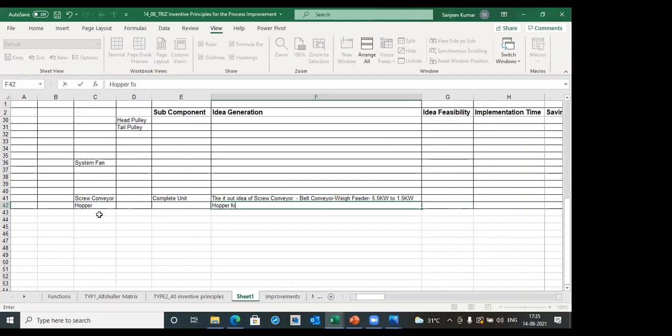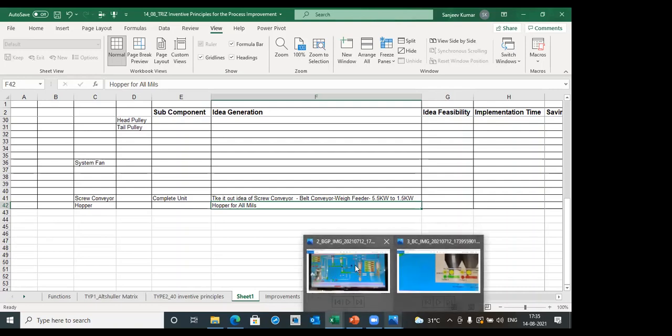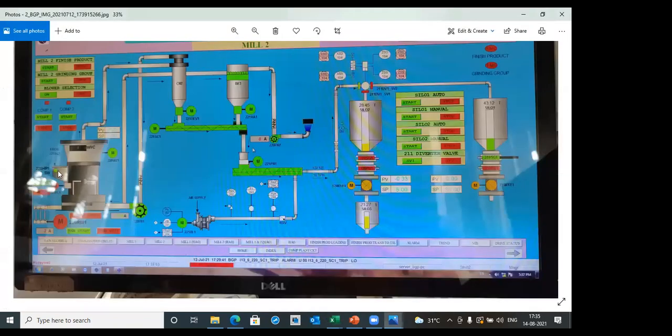Yes, sir, am I able to communicate? Yeah. You can have a hopper for all mills, yes. Pardon, sir? The point is clear, sir. Yes, I'm clear. So this is the drawing of the hopper. My mouse is visible.